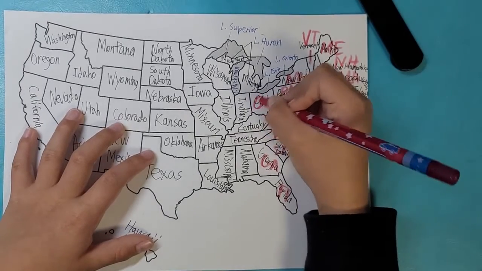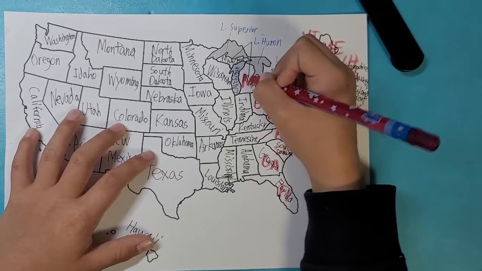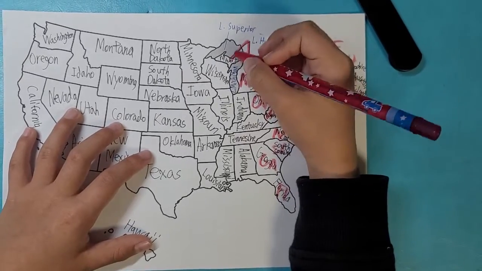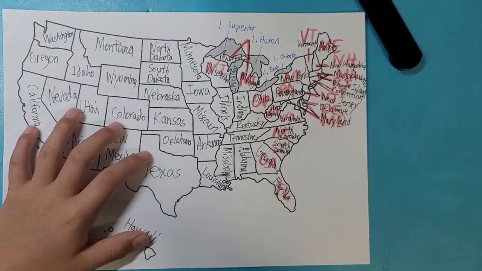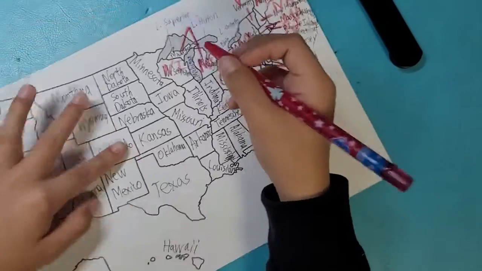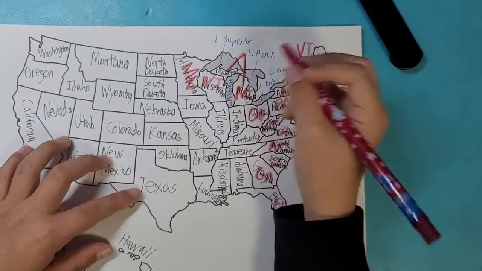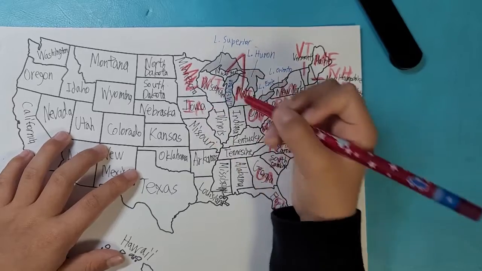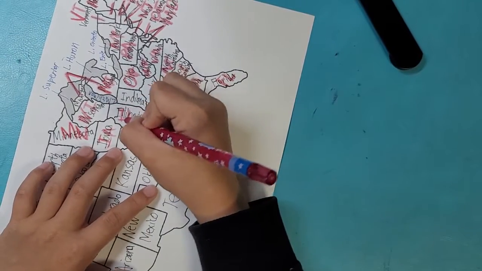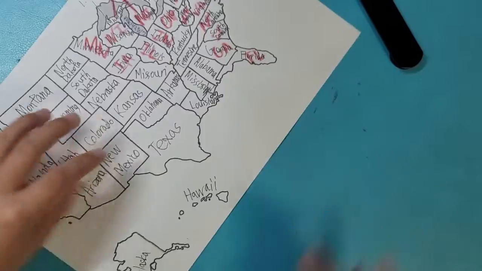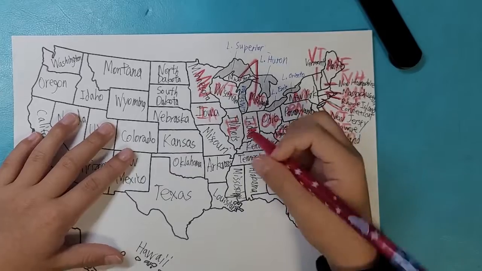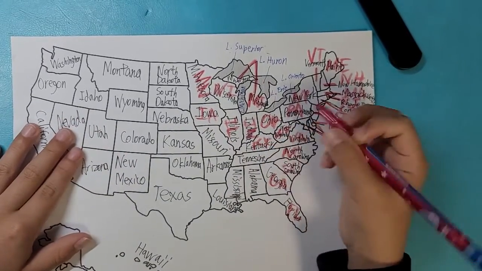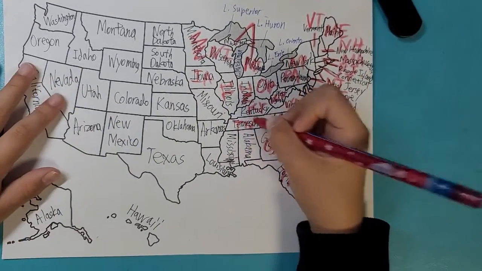Ohio's OH, Michigan's MI, and Wisconsin's WI. And then Minnesota's MN, and this is it. Iowa's IA, and then Illinois, IL, Indiana's IN. By the way, switch the music. Kentucky's KY. Tennessee's TN.